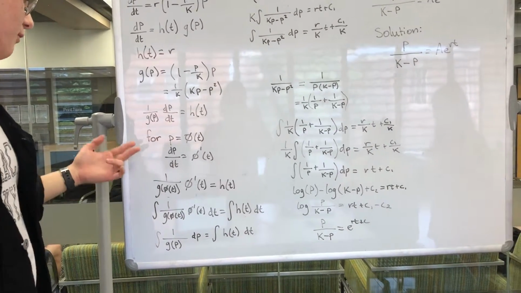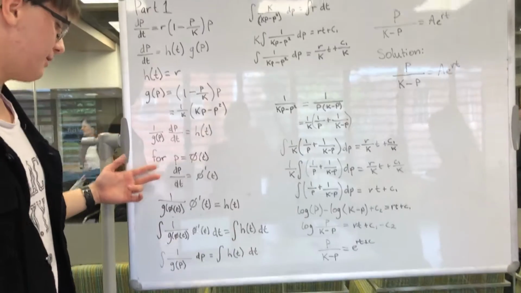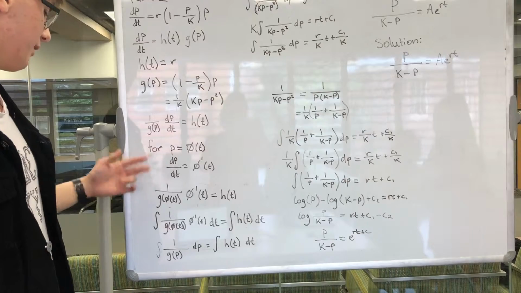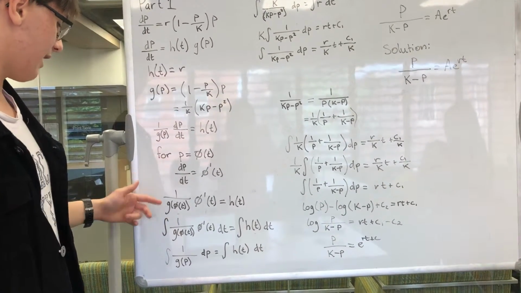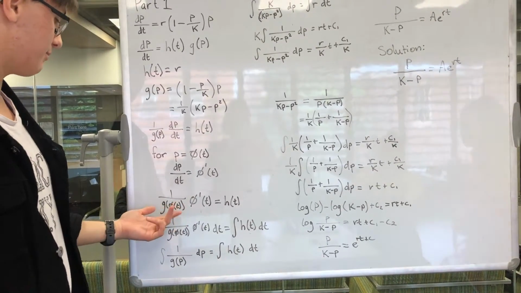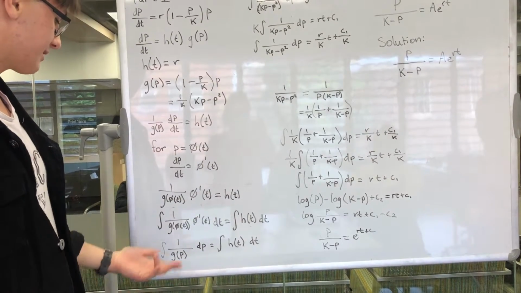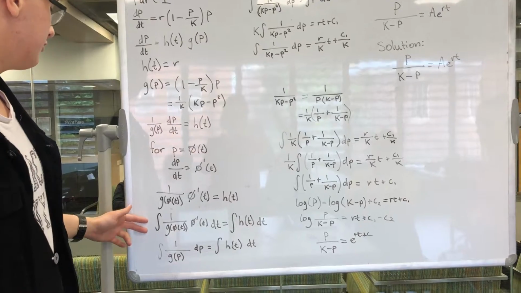Assuming the solution is of the form p equals phi(t), we get dp over dt equals phi prime of t. Subbing this back into our differential equation, we get 1 over g(phi(t)) times phi prime of t equals h of t. Integrating both sides with respect to t, we get this.